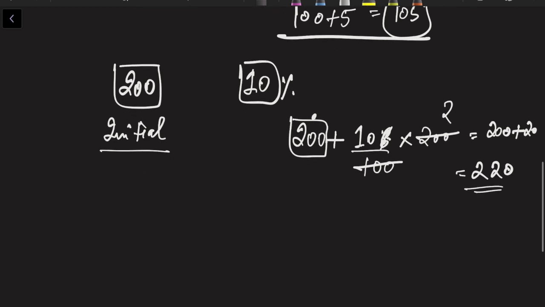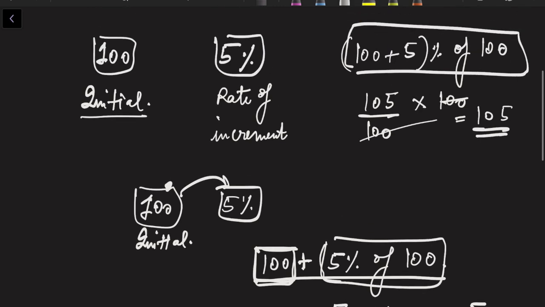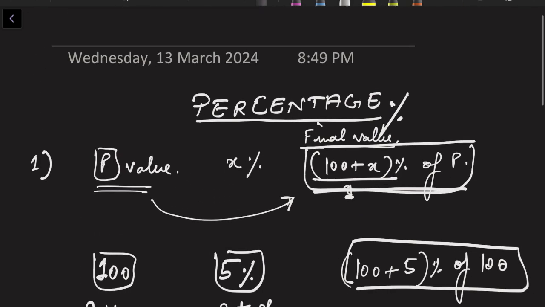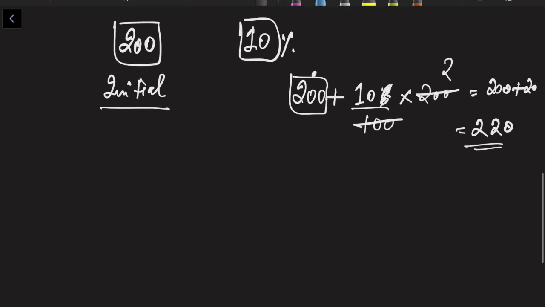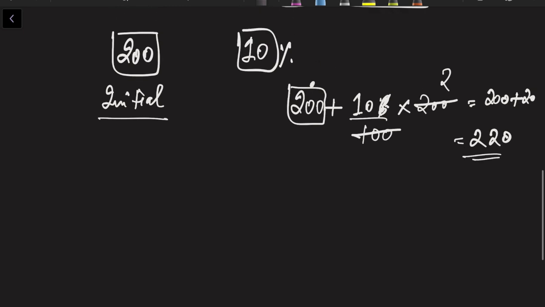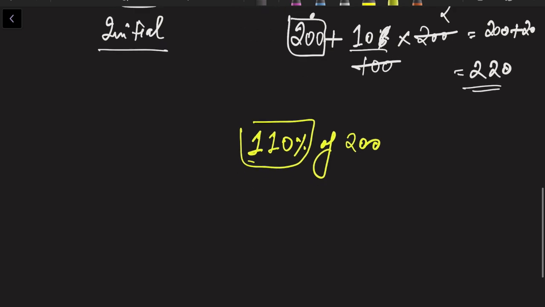Now if I do it with the direct formula which we saw here, how am I going to solve it? I am going to solve it like this. If it has been increased by 10%, then it is 110% of 200.